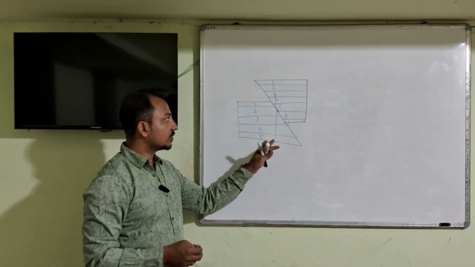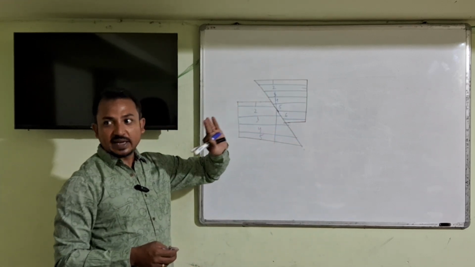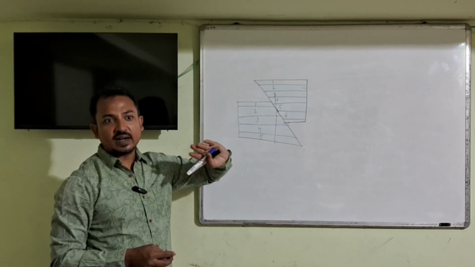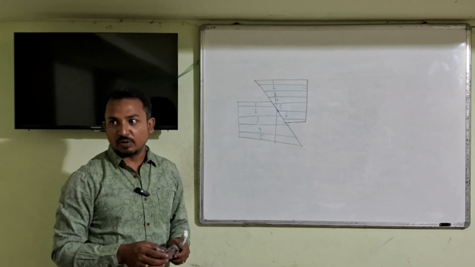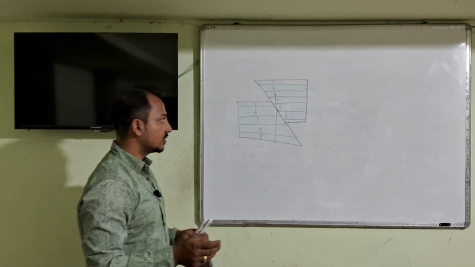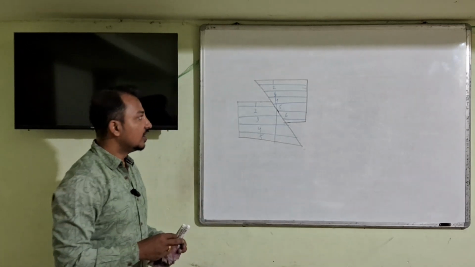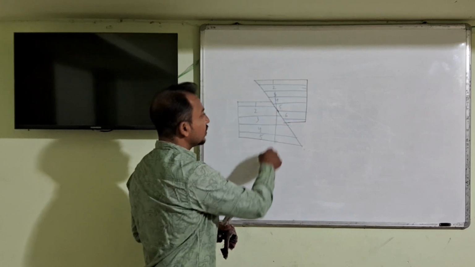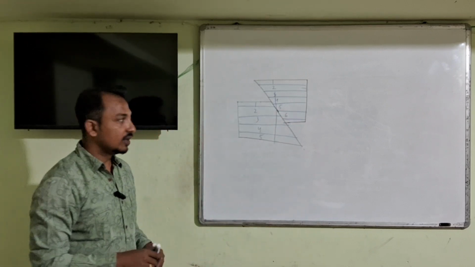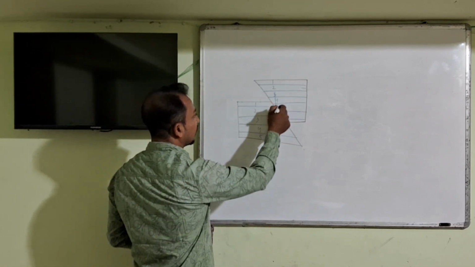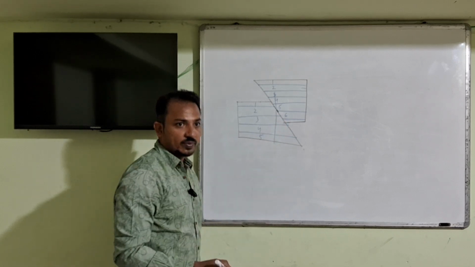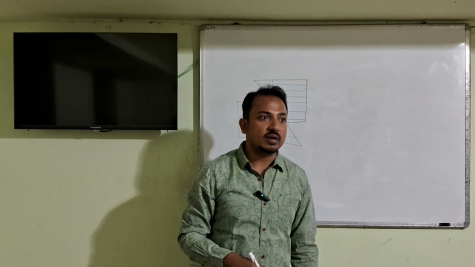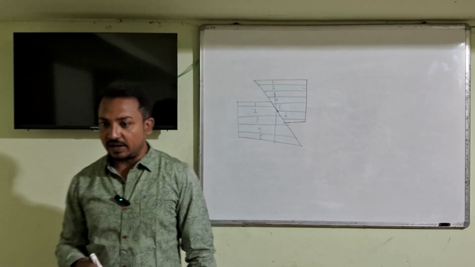So in case of reverse fault, the main characteristic of the reverse fault is that it will produce repetition of strata. So in case of reverse fault, write down, it will produce repetition of strata. You'll see 3 4 5, and again with depth you will get again 2 3 4 5. It will give you a repetition of strata.